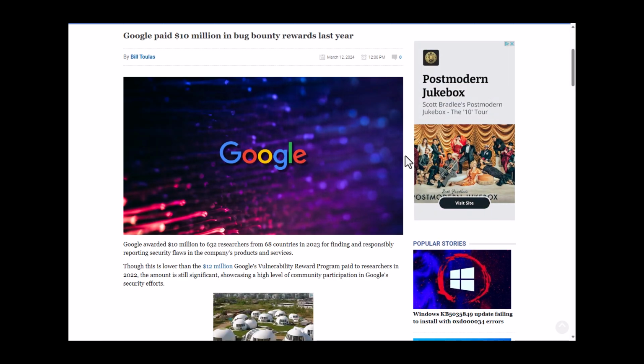BleepingComputer.com this week reported that Google awarded $10 million to 632 researchers from 68 countries in 2023 as part of their bug bounty program. This is $2 million less than in 2022, but as BleepingComputer.com suggests, it is still significant. The highest reward for a vulnerability report in 2023 was reportedly $113,337, while the total tally since the program launched in 2010 has reached $59 million.